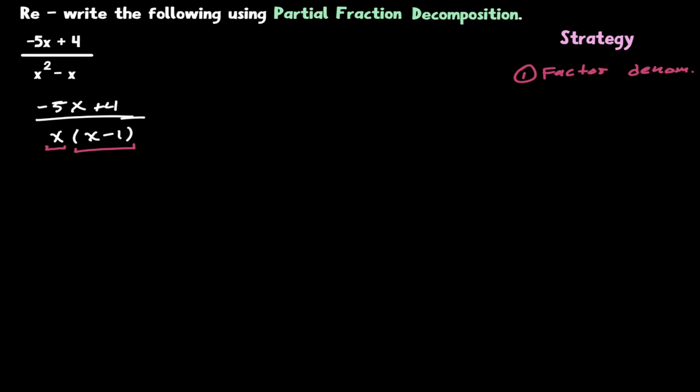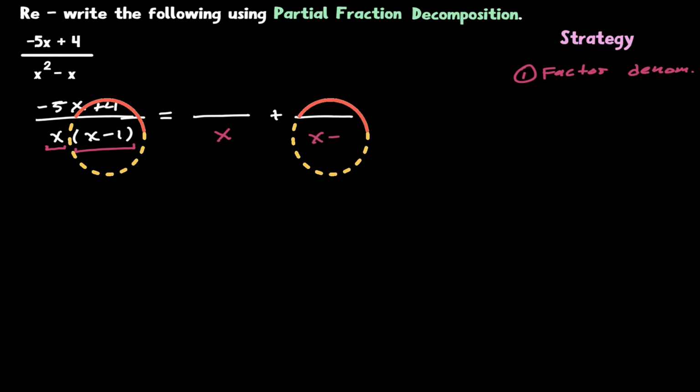Now we're going to recognize how many expressions we have in our factored denominator, which in this case is two: the expression x and the expression x minus 1. We can rewrite this fraction as the sum of smaller fractions, where the first fraction uses the first expression in the factored denominator, which is x, and another fraction uses the other expression, which is x minus 1. So now we have an objective. But the real question is, what is the numerator for each of those smaller fractions? That's going to be our next objective.